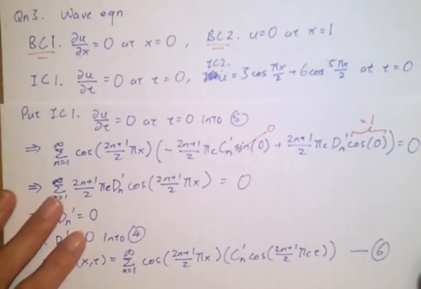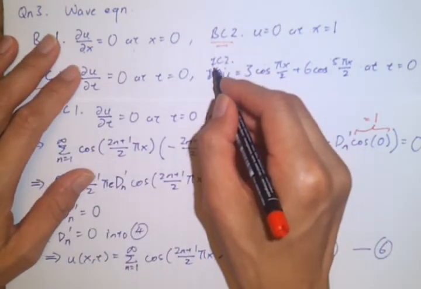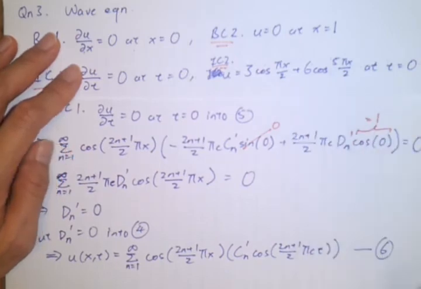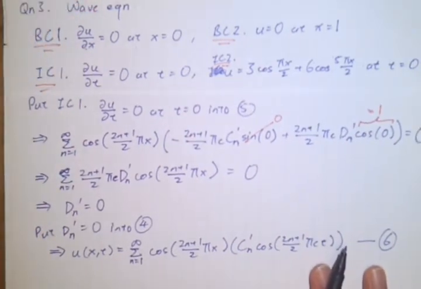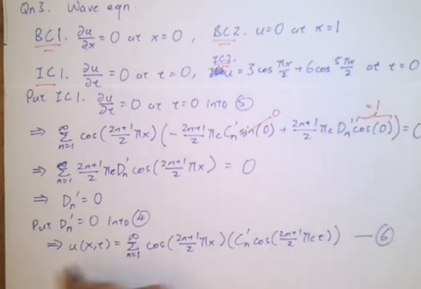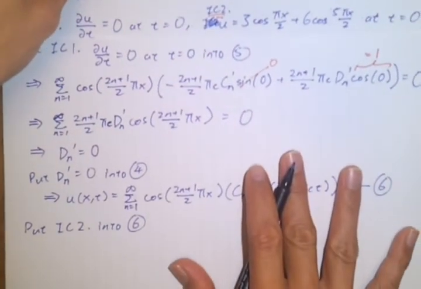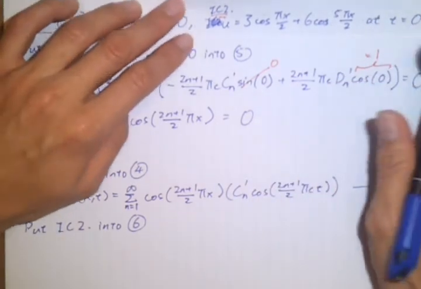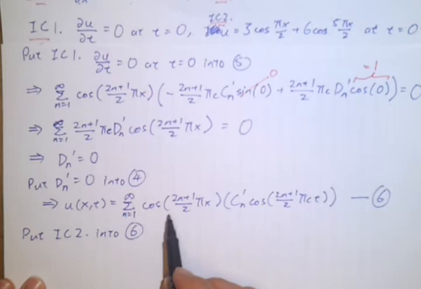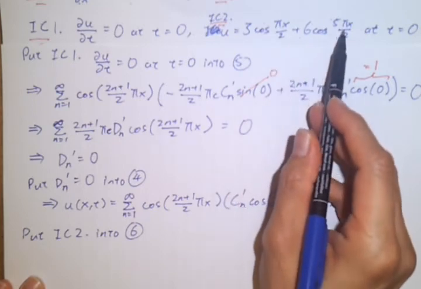So now we have already used boundary conditions 1, 2 and initial condition 1. The only thing left to do is your initial condition 2. Initial condition 2 tells you that when t is 0, your u must be equal to this. So I'm going to put IC2 into equation 6. IC2 is a bit long for me to copy, so all I'm going to do is put t equals 0 inside equation 6 here, and equate it to 3 cos pi x over 2 plus 6 cos 5 pi x over 2.